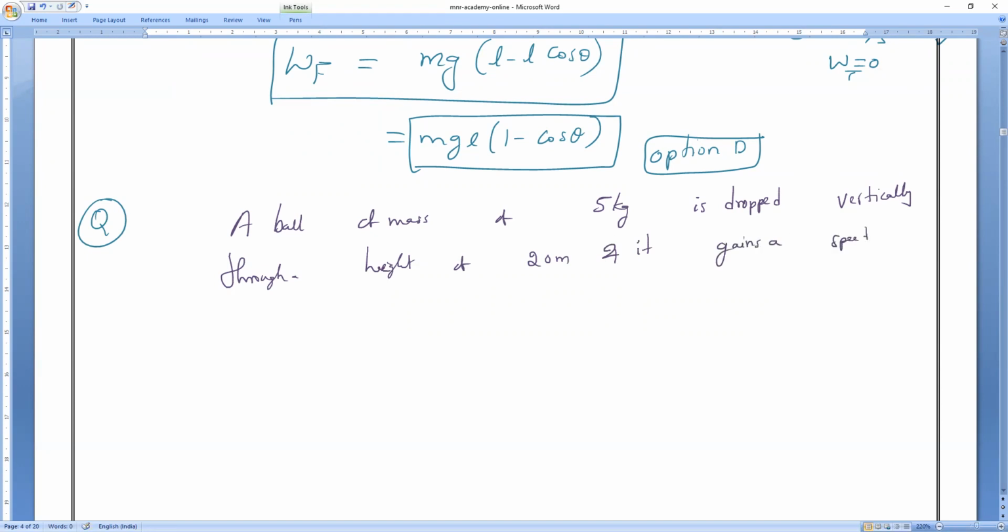a speed of 10 meter per second after 20 meters. So in the sense of before touching the ground, what is the final velocity? Find the work done by gravitational force as well as air friction. So this is one of the most important questions.